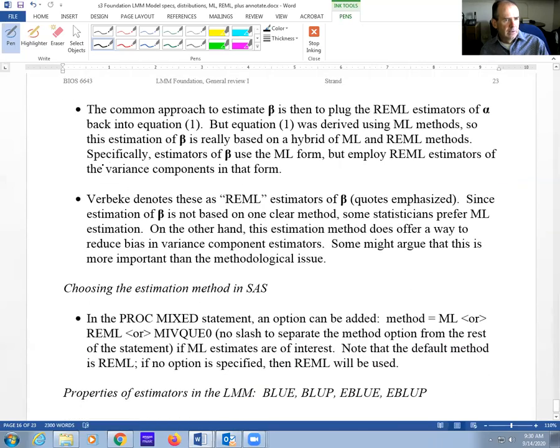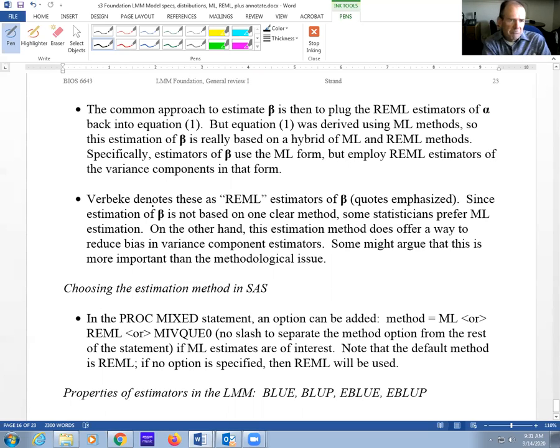So that's the point that I'm making here on the slide. The common approach to estimate beta is to plug in REML estimators of our covariance parameters back into that first equation. But that equation was derived using ML methods. So this estimation of beta is really based on a hybrid of ML and REML methods. Okay, and for that reason, a lot of statisticians just like to use ML, maximum likelihood estimation.